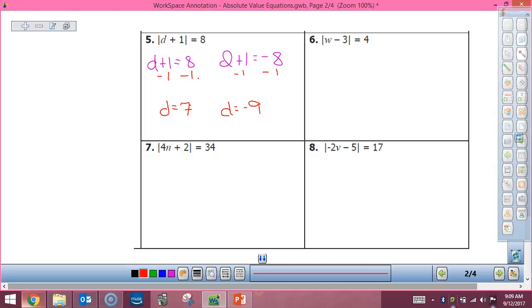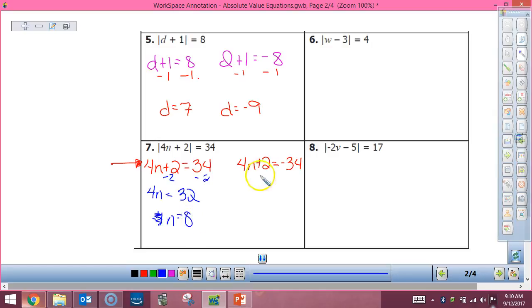All right, so let's jump to number 7. Let's set this up. What are my two equations? 4n plus 2 equals 34. What's my other one? 4n plus 2 equals negative 34. You must write out both of these equations. I know some of you are like, I don't really want to, I'm going to try to take a shortcut, but I want to see both of those equations, okay? Then we're going to subtract our 2. 4n equals 32. Divide by 4, n equals 8. And then the same thing over here, subtract 2. 4n equals negative 36. n equals negative 9.